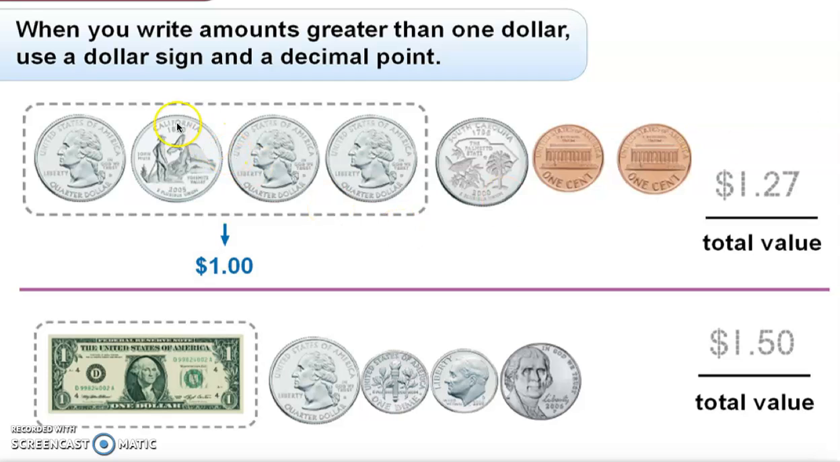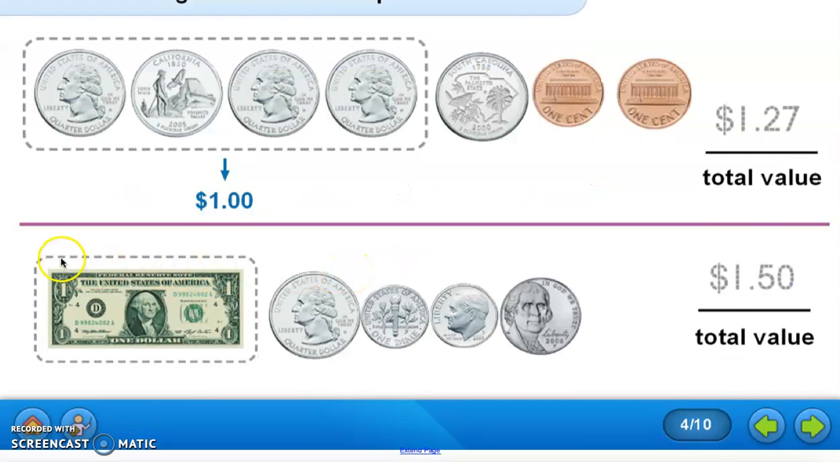Remember too, we also learned that you can represent $1 using 4 quarters, or you can have a dollar bill, which I'm sure many of you have seen before. So here in this example, we have $1, and then we have some other coins: a quarter, 2 dimes, and a nickel. So we have $1, 25, 35, 45, 50. So we have $1.50, and it would be written like this: dollar sign, 1 for the $1, and a decimal point for the "and," 50 cents.